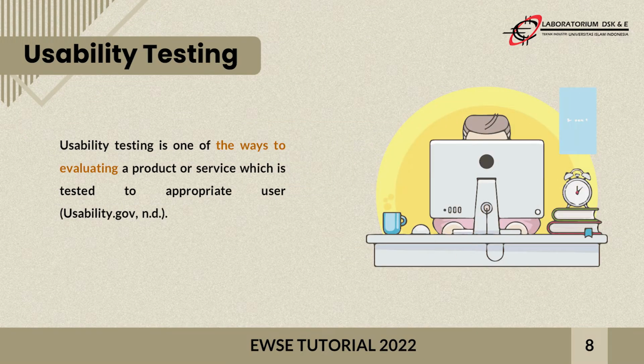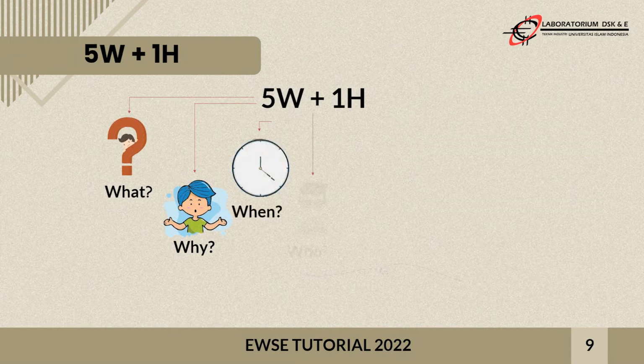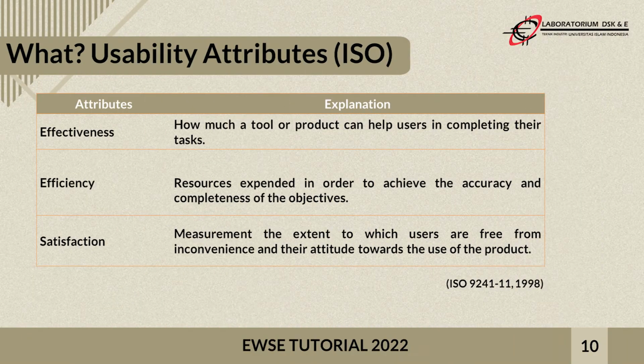Alright, like I mentioned before, we will be focusing on usability testing. Usability testing is one of the ways to evaluate a product or service which is tested with appropriate users. In this case, using W5 and 1H concept to find out the concept of usability, starting from what. There are 3 usability attributes according to ISO, namely effectiveness, efficiency, and satisfaction.